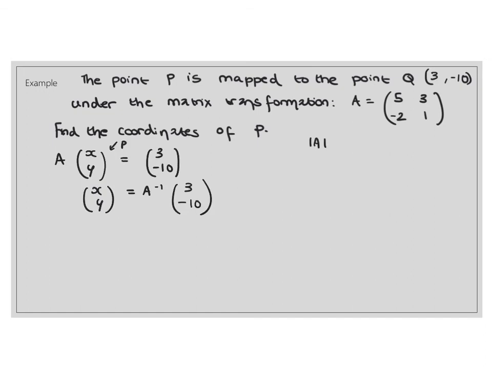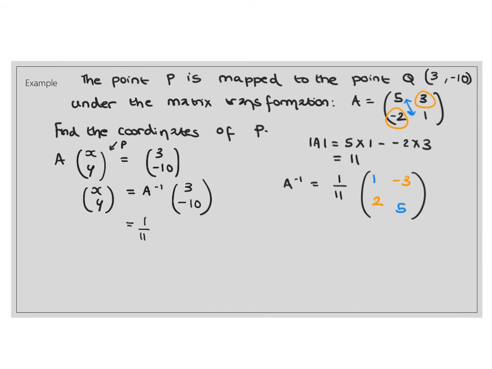Well, first job is to find the determinant of A, which is 5 times 1 take away negative 2 multiplied by 3, which gives us an answer of 11. A minus 1 is then equal to 1 over 11. And then let's remember the technique that we've just seen. We want to swap over 1 and 5. And we want to change the signs of these components. So that's negative 3 and 2. And we're going to take that and we're going to apply that to the point 3, negative 10.